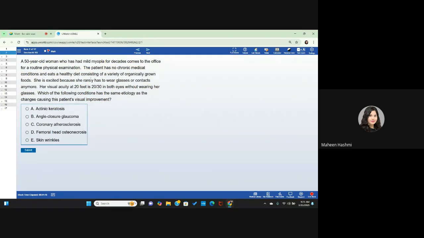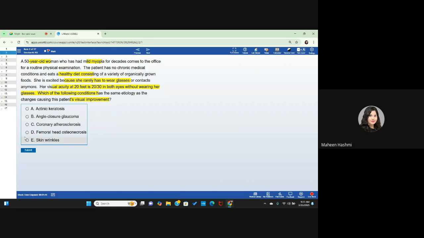All right. Second question we have for today is that there's this 50-year-old woman who has had mild myopia. The patient has no chronic medical conditions. She eats a healthy diet. She's excited because she rarely has to wear glasses or contacts anymore. Visual acuity is 20/30 in both eyes. Which of the following conditions has the same etiology changes causing the patient's visual improvement?